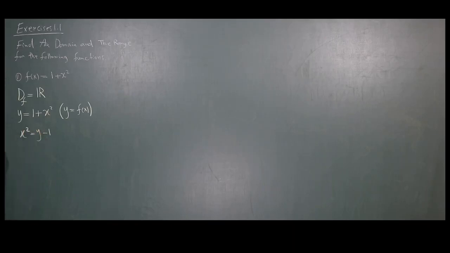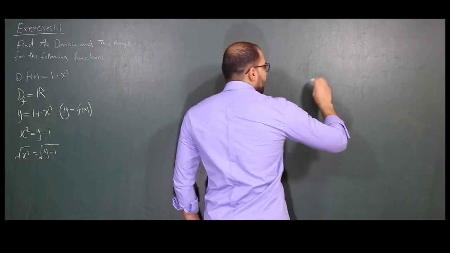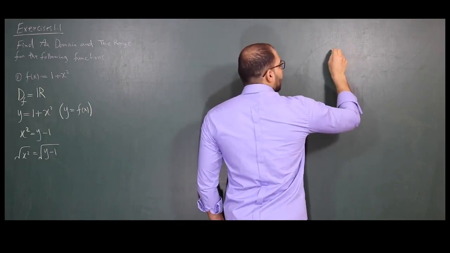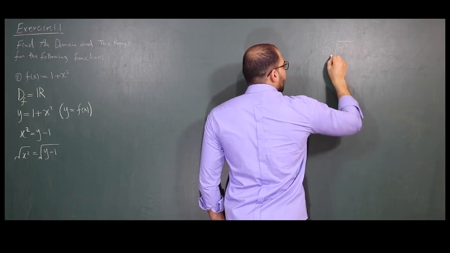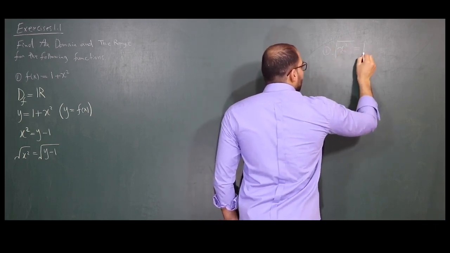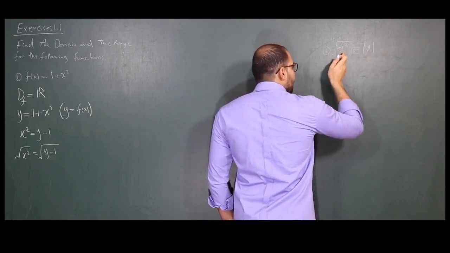And then I need to square. So I'm going to square both sides. X squared, square root. I need to apply the square root to both sides. The result will be y minus 1. I need you to know that we have two things. I'm going to write it right here. If we have a value squared and we apply the square root to it, the result will be the absolute value of that value inside the square root.